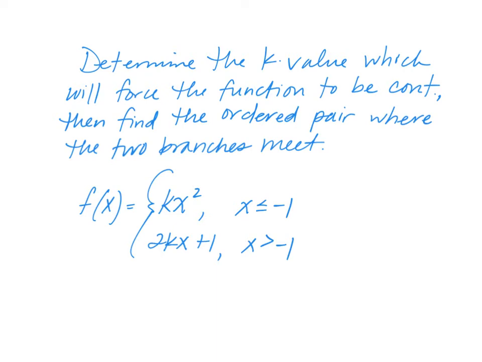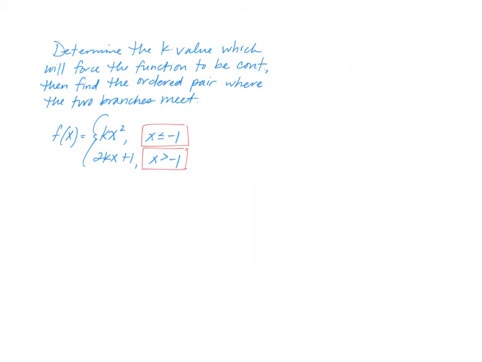So in order to find the k value, first of all, we need to be aware of the x value in question. And so we are looking at when x is equal to -1, because these are both nice, well-behaved functions. We've got a quadratic and a linear function, which will have no holes, gaps, or asymptotes anywhere else besides this particular x value in question. So we start by setting the two functions equal to each other.